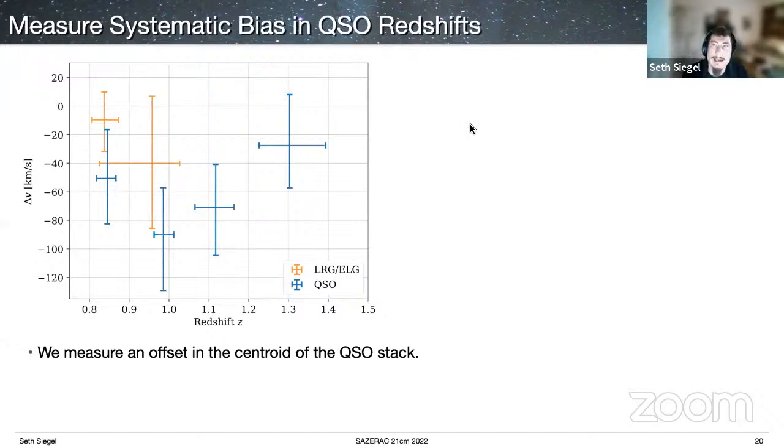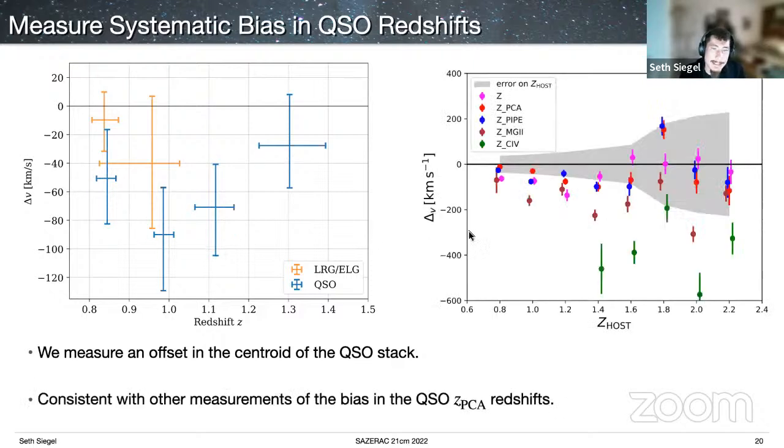So last slide, as I mentioned earlier, we're able to constrain a bias in the spectroscopic redshifts of each catalog. So here we've converted the observed frequency offset in the stack to a systematic velocity error. And you can see that the LRGs and ELGs are consistent with no offset, but the quasars measure a non-zero offset at roughly 3 sigma when averaged over all redshifts. This is consistent with other measurements of the bias in the quasar redshifts.